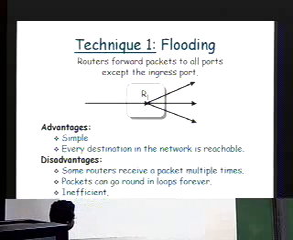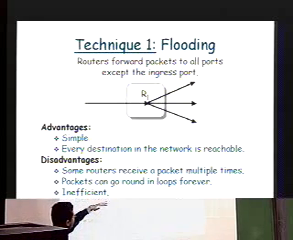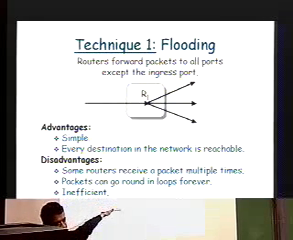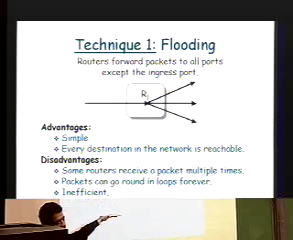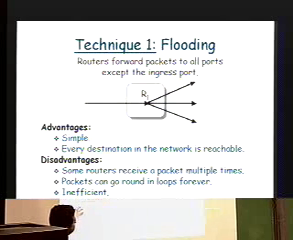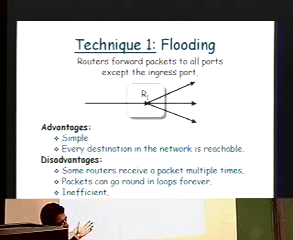The advantage of this scheme is it's very simple. You don't have to do any sort of routing computations. Every destination on the network is reachable. You can prove that if your graph is connected, then you can reach every node on the network. Disadvantage is often routers are going to receive packets multiple times, and it could cause a packet explosion on the network.